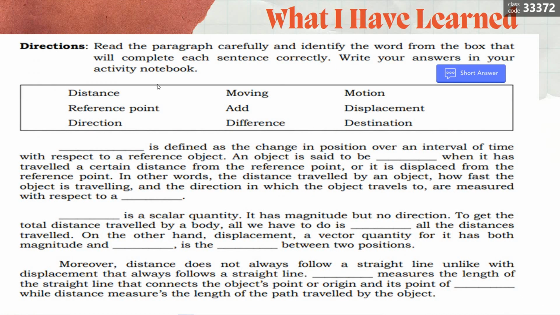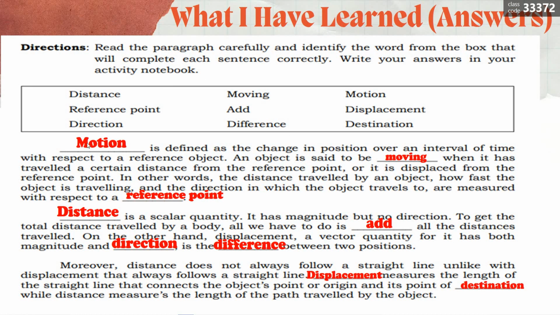So, what I have learned. Directions: Read the paragraph carefully and identify the word from the box that will complete each sentence correctly. Write your answers in your activity notebook. The box consists of distance, reference point, direction, moving, odd, difference, motion, displacement, destination. Okay, so let's reveal the answer. The first blank is motion.